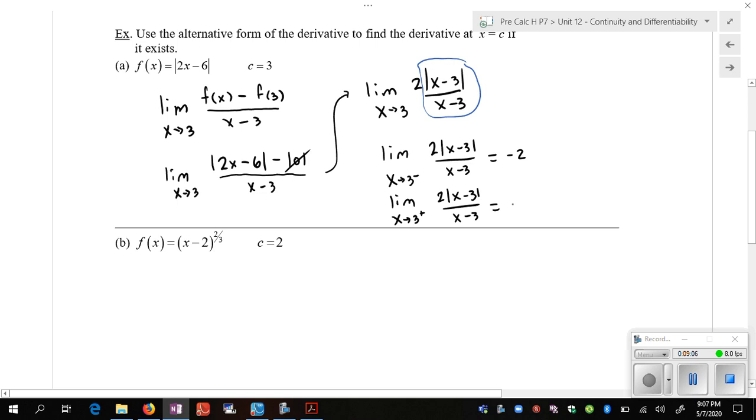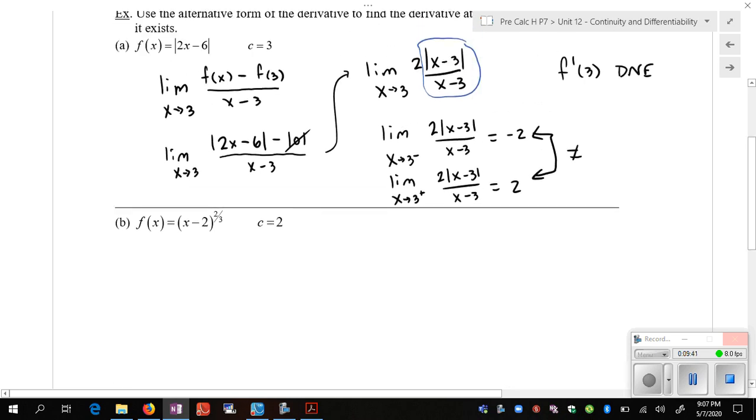And so right there, because the two-sided limit doesn't exist, the derivative won't exist, right? So f prime of 3 does not exist because these two things are not equal. All right, so let's try another one of these.